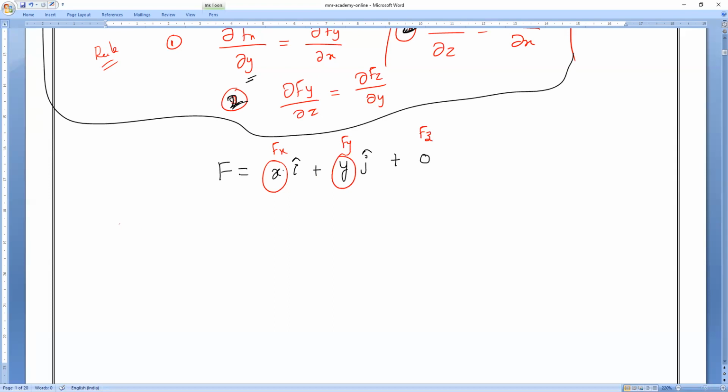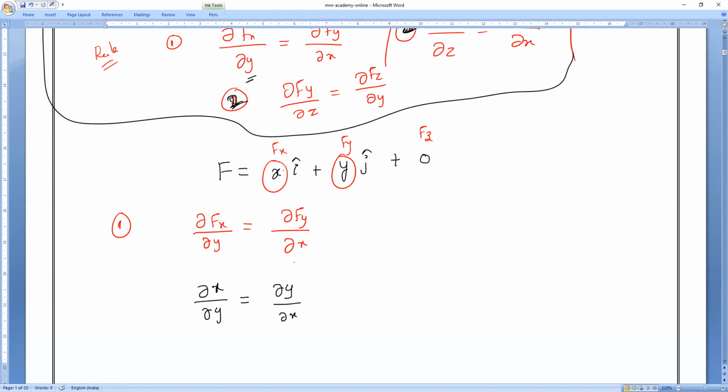So let us verify rule number 1. What is rule number 1? Everybody check it. Del fx divided by del y is equal to del fy divided by del x. Am I right or wrong, all of you? Now, what is the fx value? Del x divided by del y equals del fy, and fy is y, divided by del x.